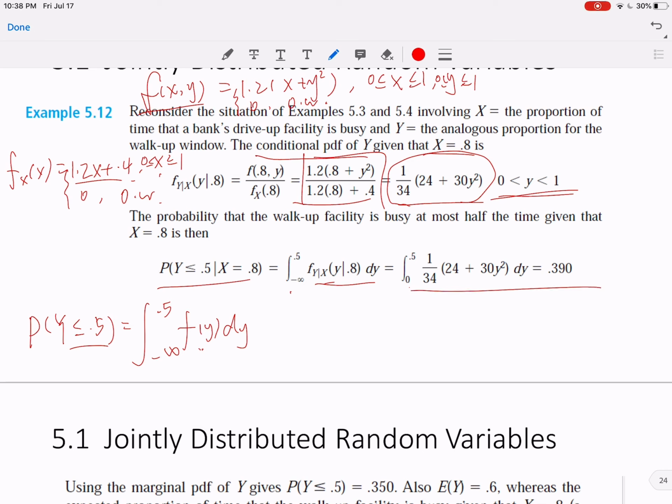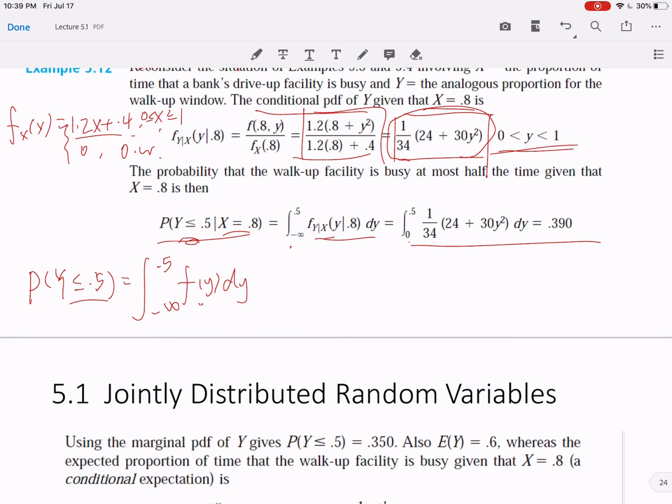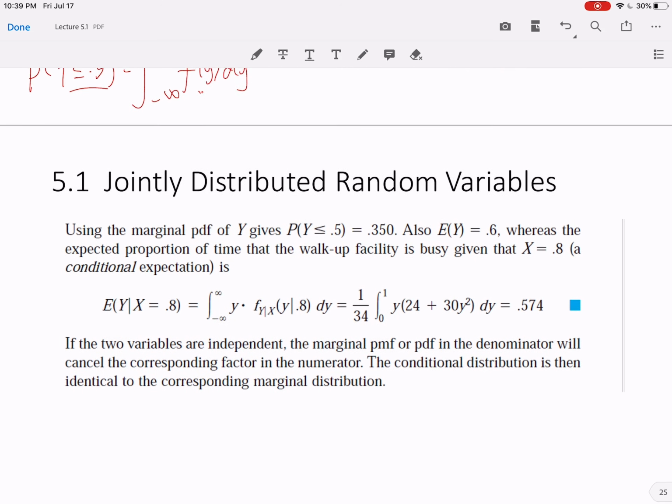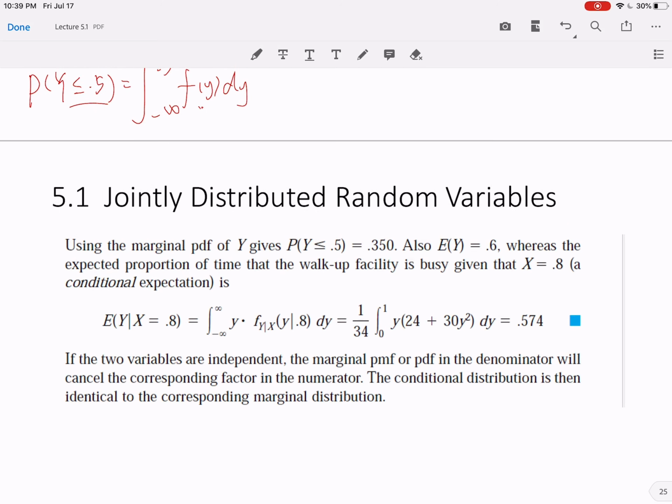Of course, I won't go over the calculation because it's just the basic power rule. You just need to know the idea of how to find the probability of an interval, given x is equal to 0.8: just integrate the conditional PDF over the given interval. I believe the calculation part is quite simple. All right, once this makes sense, let's take a look at the expected values.